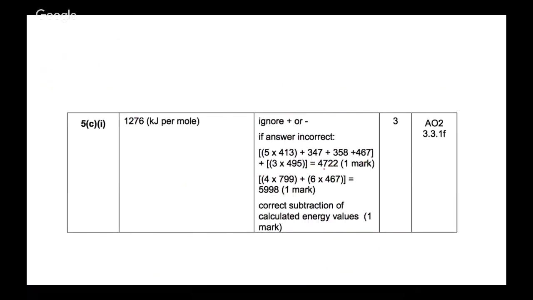Because you'll still pick up some marks, you can see here, if you didn't get the right answer, you still get marks for working out the bond energies on either side. And look carefully here, you get a correct subtraction of any calculated energy value. So even if you get these two numbers wrong, you even get a mark for a simple subtraction, which is a really easy mark to get.